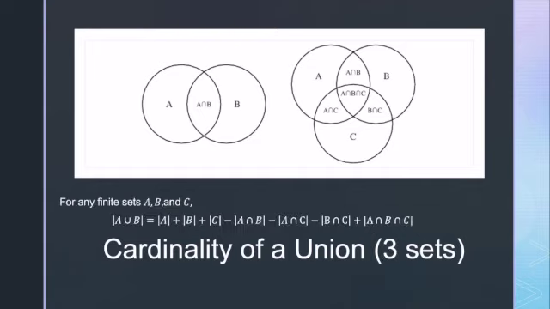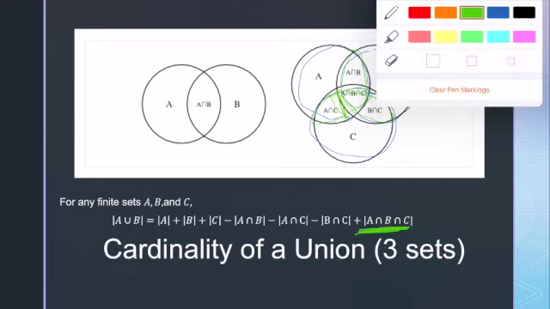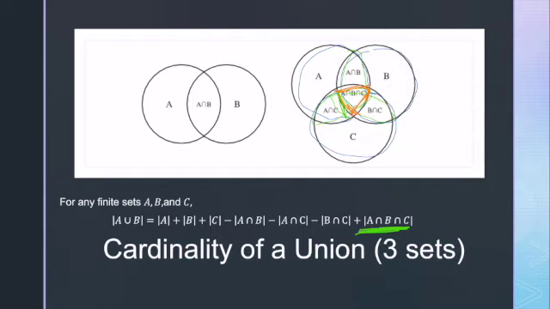When it comes to 3 sets, things get a little more complicated. For 3 sets, we have to count all that's in A, all that's in B, and all that's in C. And then we need to subtract where these intersect. So here's A intersect B, A intersect C, B intersect C. So subtract that. But that means I've deleted one too many of my middle, where all the intersections take place. So I need to add that back in.